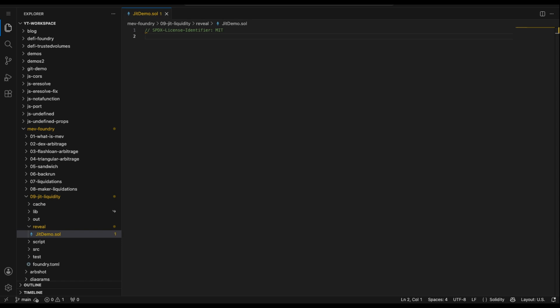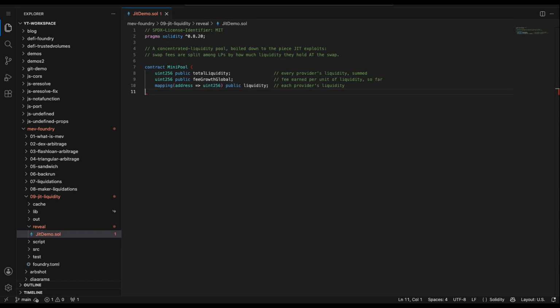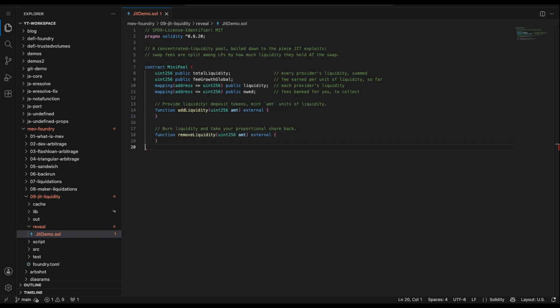We build it in Foundry, a minimal model of a concentrated liquidity pool. Here's the skeleton. It tracks each provider's liquidity and the total, and a running fee accumulator, the standard way these pools remember how much fee each unit of liquidity has earned. There's add and remove liquidity, a swap, and a collect. Let's fill in the heart of it, the swap.